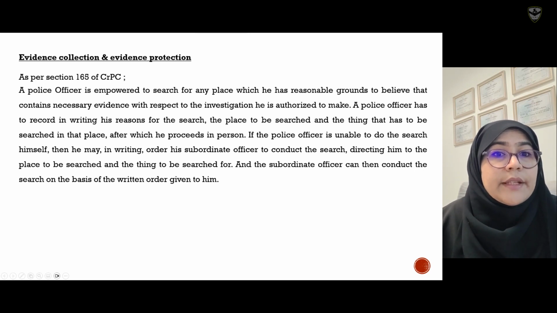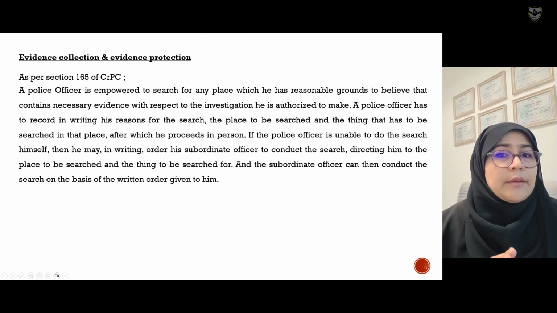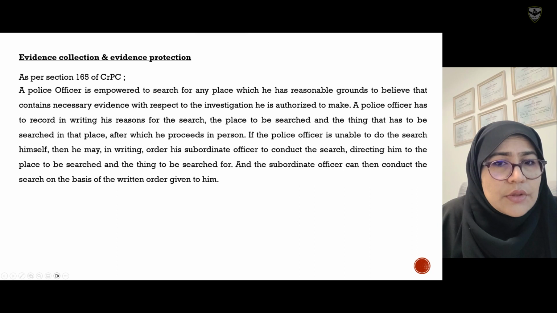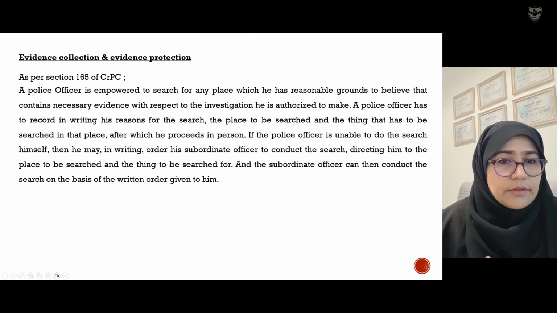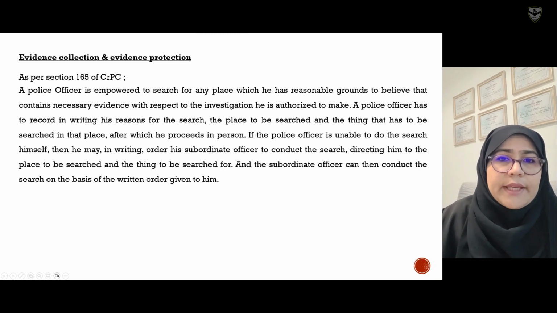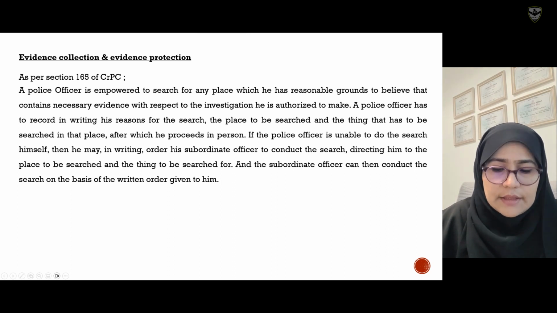The officer should make a record of the search done and send the report to the nearest magistrate, who can further furnish it to the owner or the occupier of the place where the search was conducted, free of cost. That is on application. If the person applies for that, then it can be sent. These things are explained under section 165 of CRPC.